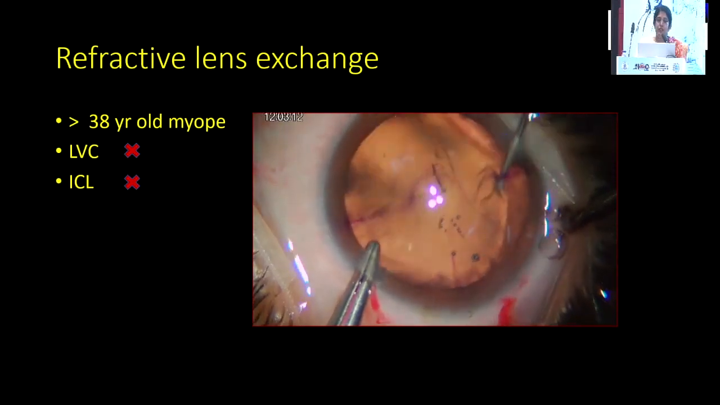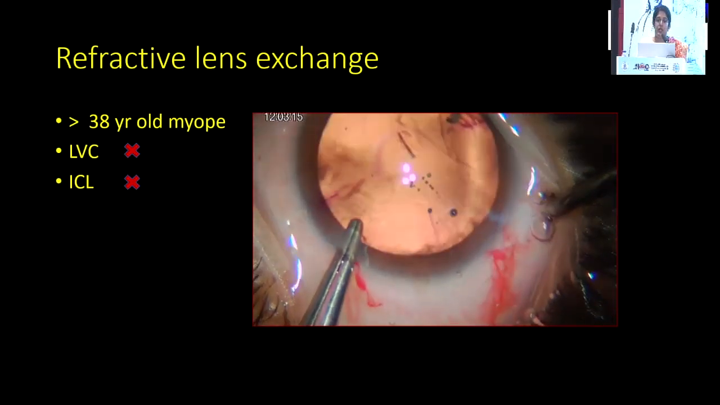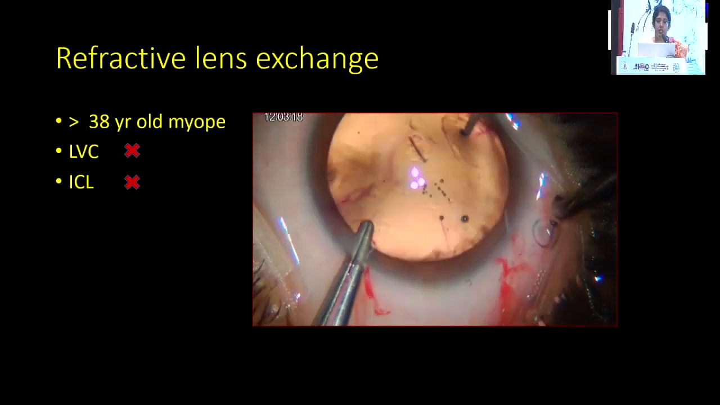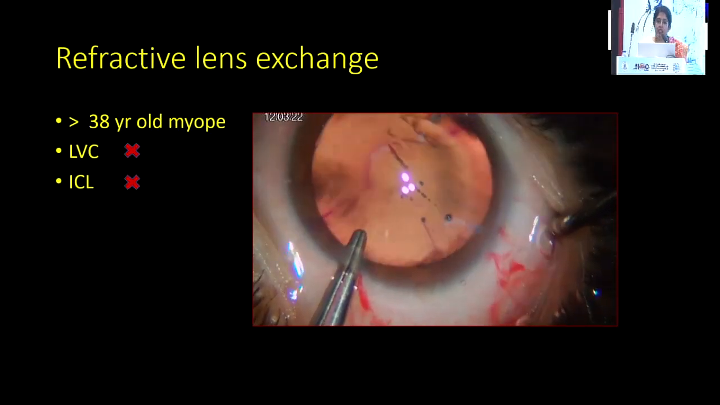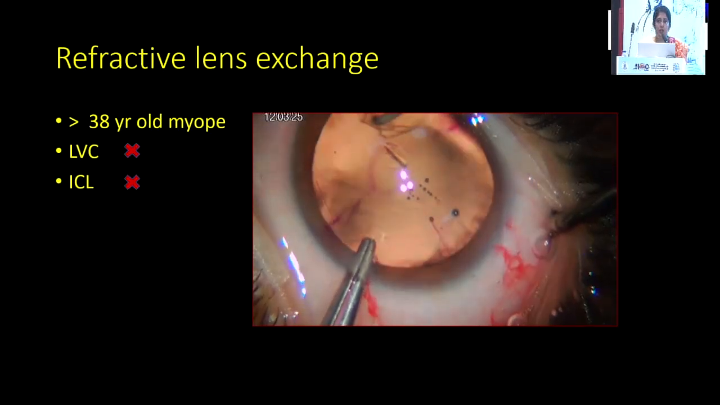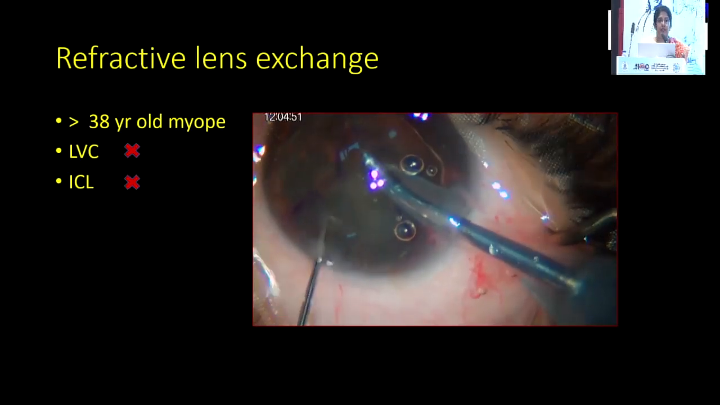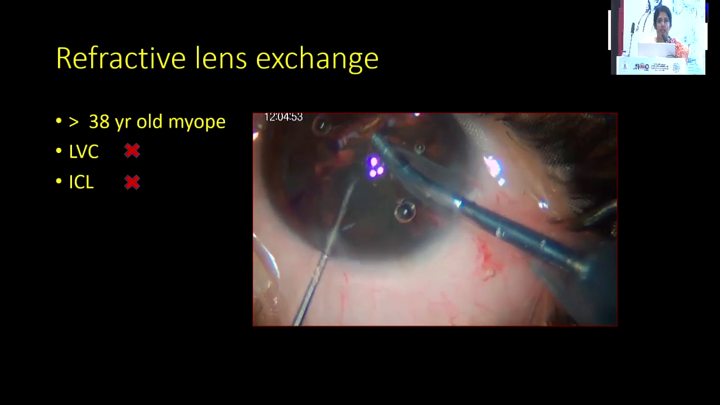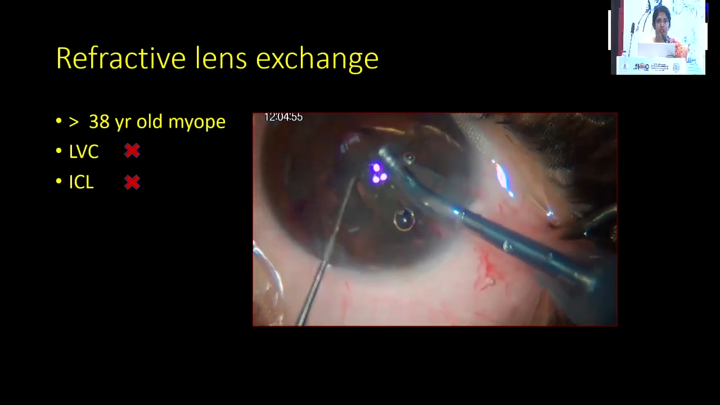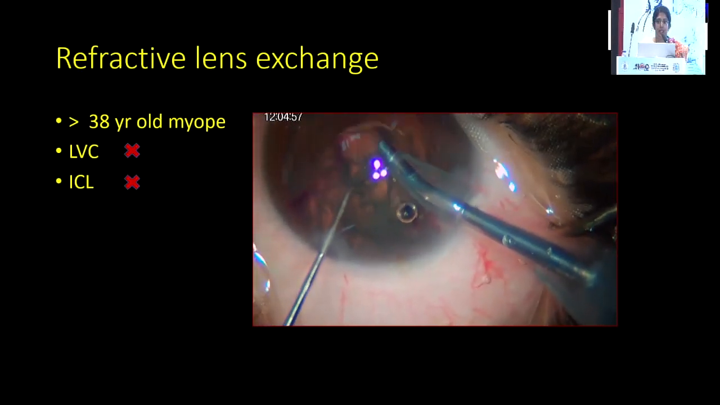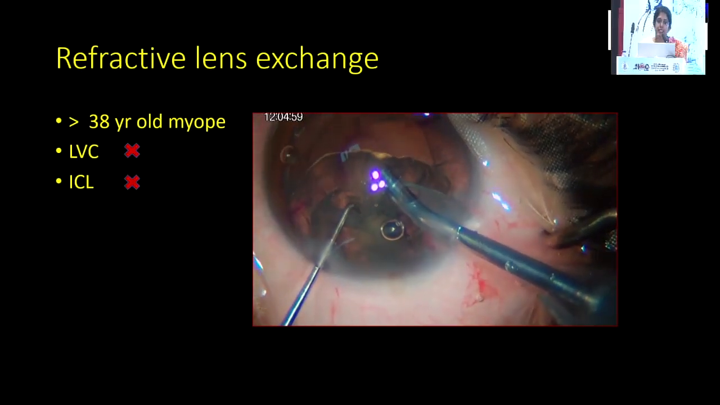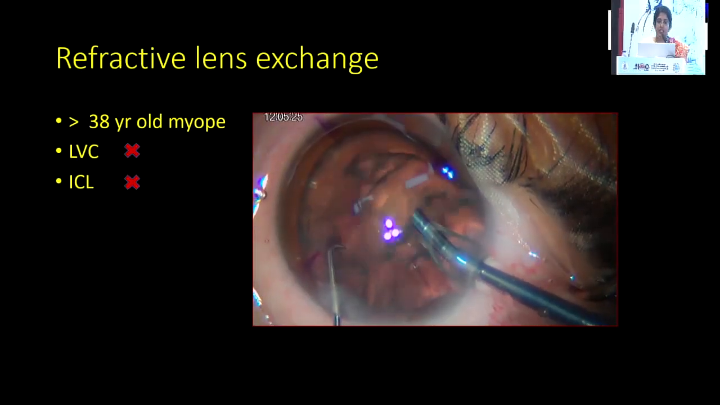Now coming to the option of refractive lens exchange. Wherever it's not feasible, usually in an older myope, take an example of a -4 diopter correction. From a -4 diopter correction to a +3 diopter correction, there is a huge way to go, and a lot of aberrations are induced. So it's better to go for a refractive lens exchange in those patients.